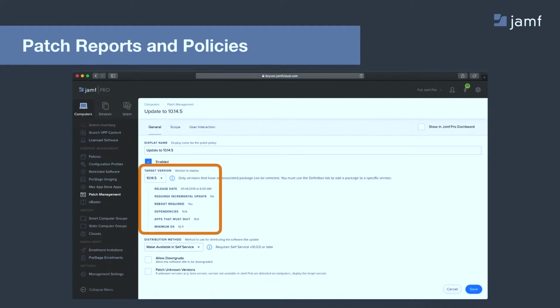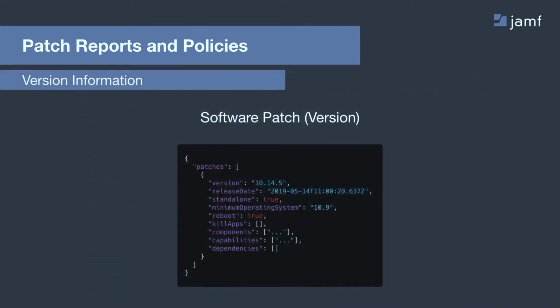So once you select the target version, you're going to note that it pops out some key details here. So we can see what the release date was. We can see that it's going to require the incremental update no. That's actually for something else I'll get into. You can ignore that line item completely. But we can also see that there is a reboot required for this and what the minimum OS version is. These details are being pulled again from that version object that we were looking at before.